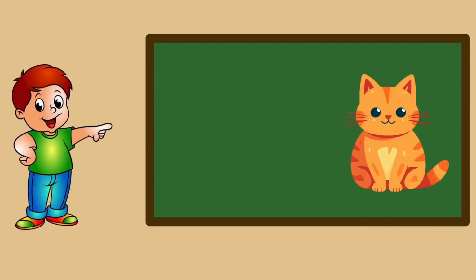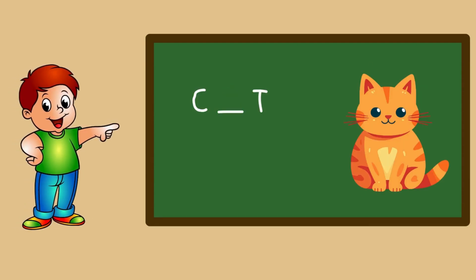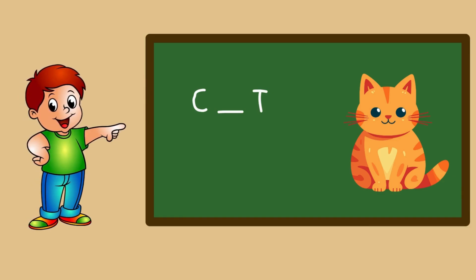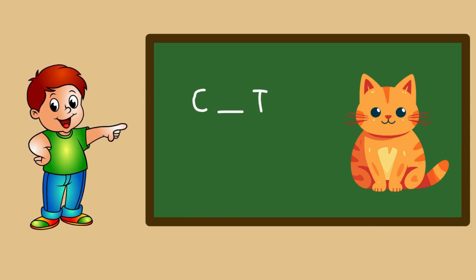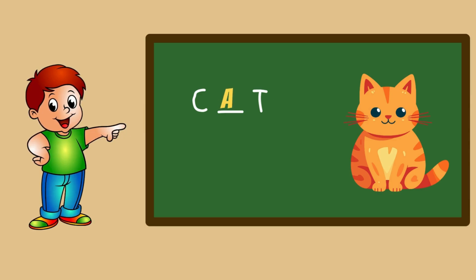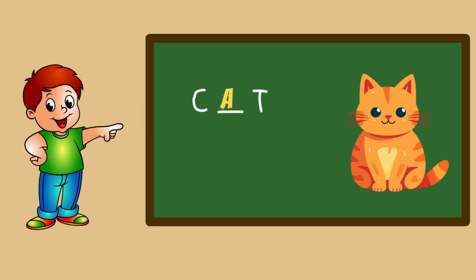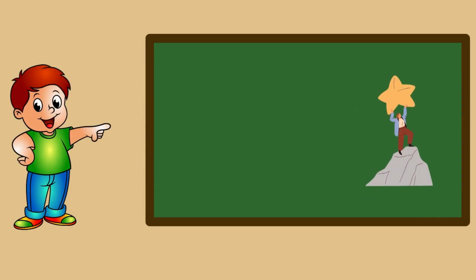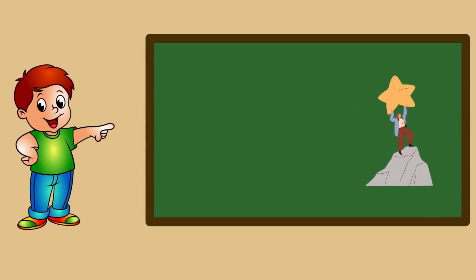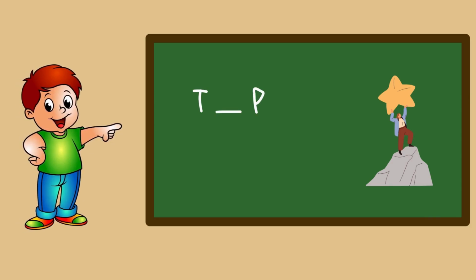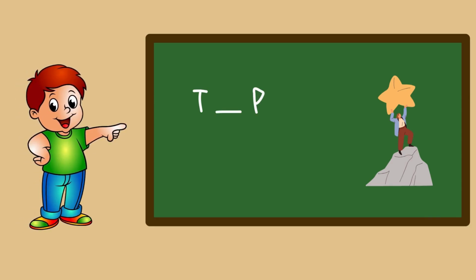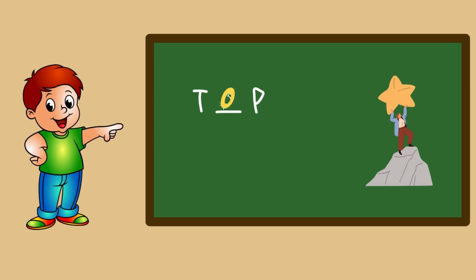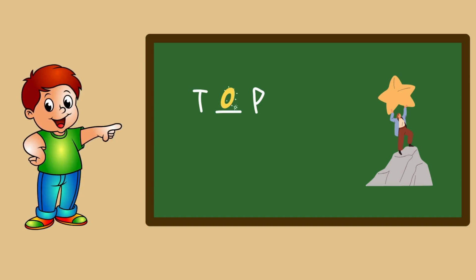Next, C space T. Correct. It's a cute cat. And the missing letter is A. Let's try some more. T space P. What do we drink from a cup? No, but this is top. T-O-P. And the missing letter is O.